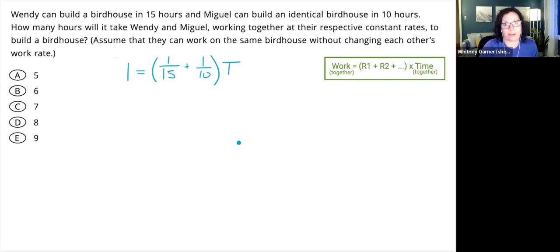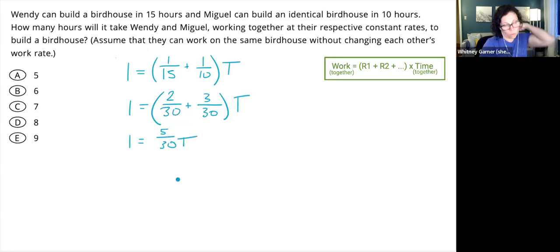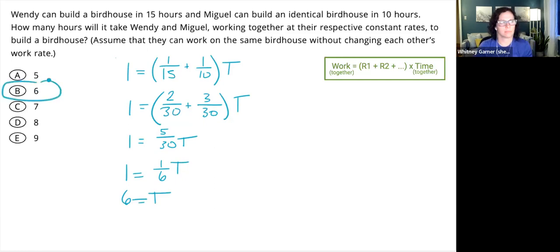I find a common denominator here, and so I will put both of these over 30. This is 2 plus 3. So 1 equals 5 over 30 t, or 1/6, or 6. Beautiful. Right. So when we're working together, we can add our rates.